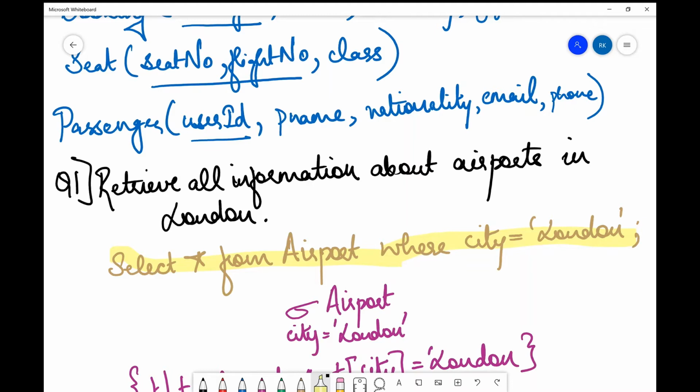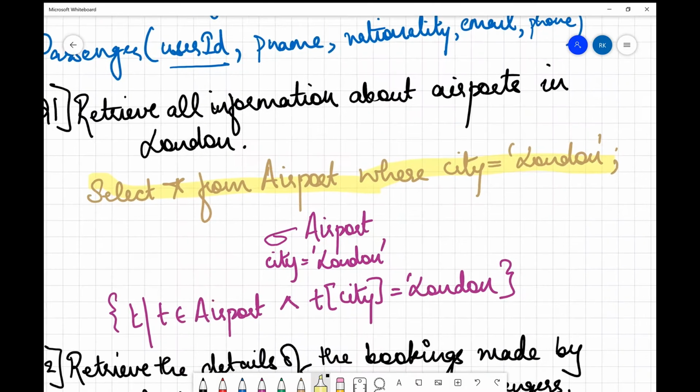In the question itself, they've assumed that there is only one distinct city, London, throughout the world. There are no two cities named London in two different countries. So this is just an assumption from the examiner's point of view. We don't need to think in detail about it. Let's move on to the relational algebra part.